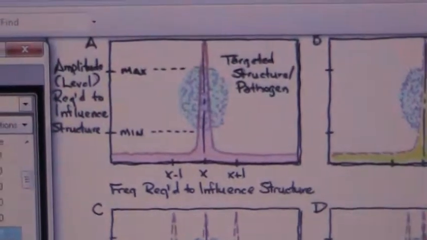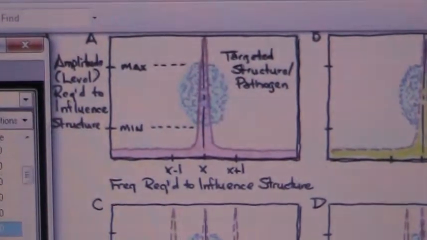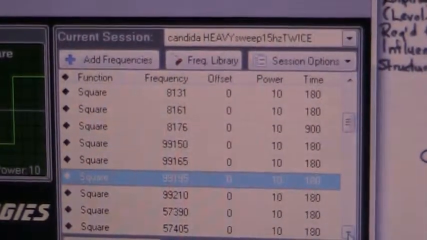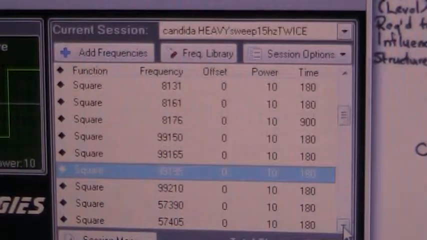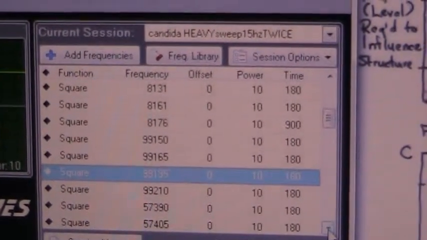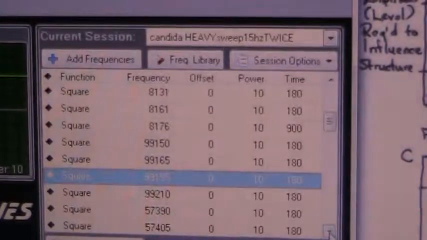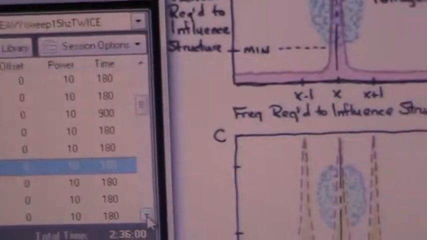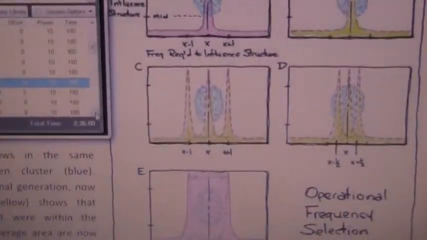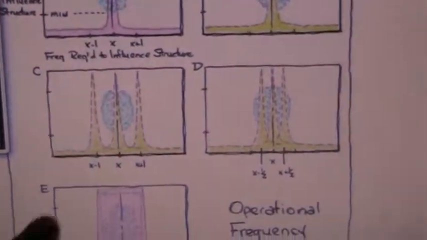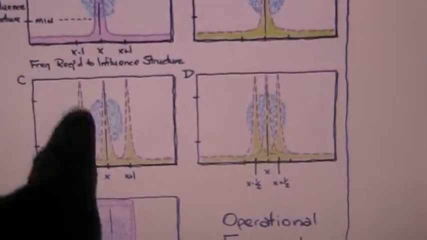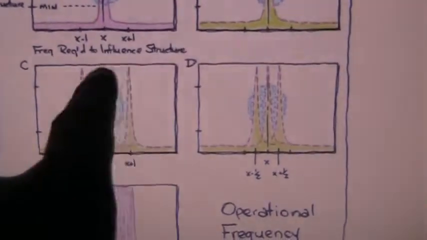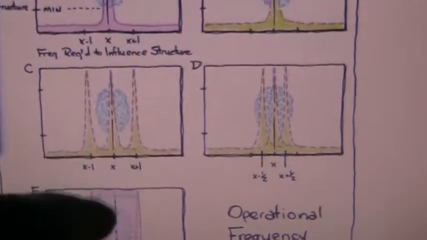It'd be like the 8,146, for instance. Let me see. I chose 15 hertz up and down, and to do that twice, so we're getting 30 hertz away on both sides of that 8,146. The idea is that my target moved. It went from there to over here, and has modified itself, whatever is left, into going into these other ranges.